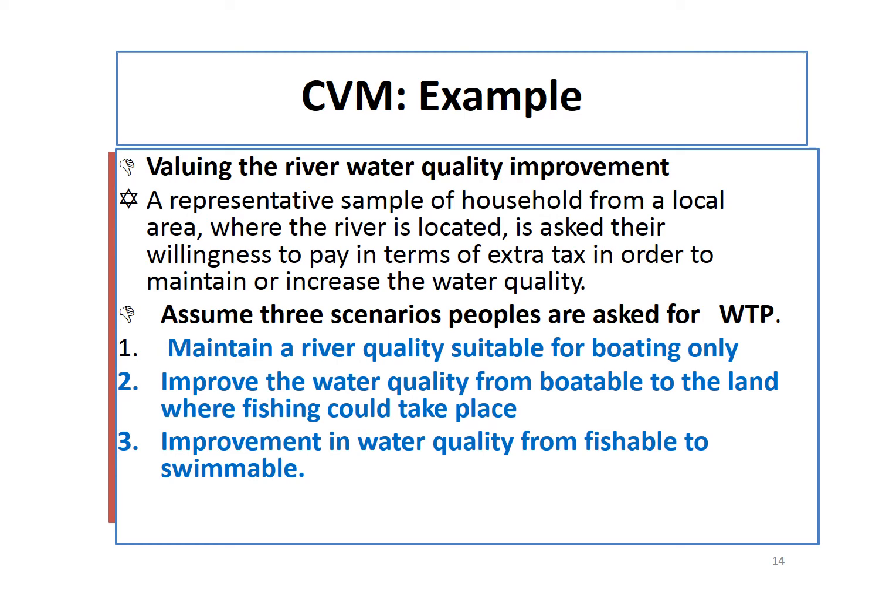Assume you prepared 3 scenarios and you ask people about their willingness to pay in all of them. The first scenario is to maintain a river quality suitable for boating only. The second is to improve the water quality from boatable to the level where fishing could take place. The third is improvement in water quality from fishable to swimmable. You ask people their willingness to pay for all these 3 options.